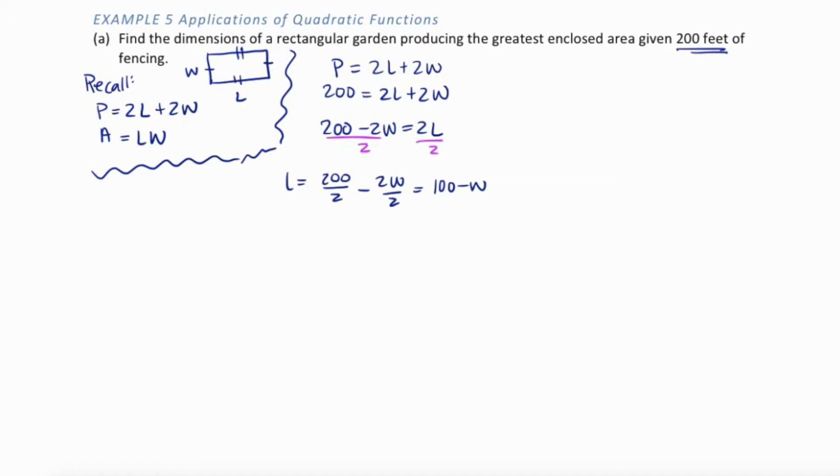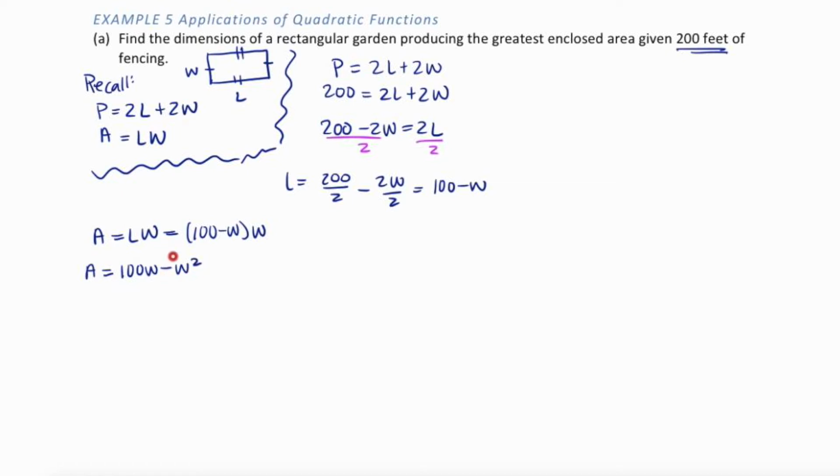Now I can use this area formula. So I have area equals length times width, or in this case, our length is 100 minus W times W. So area equals 100W minus W squared. Let's go ahead and find the vertex of this parabola. If you notice, this is just a parabola.